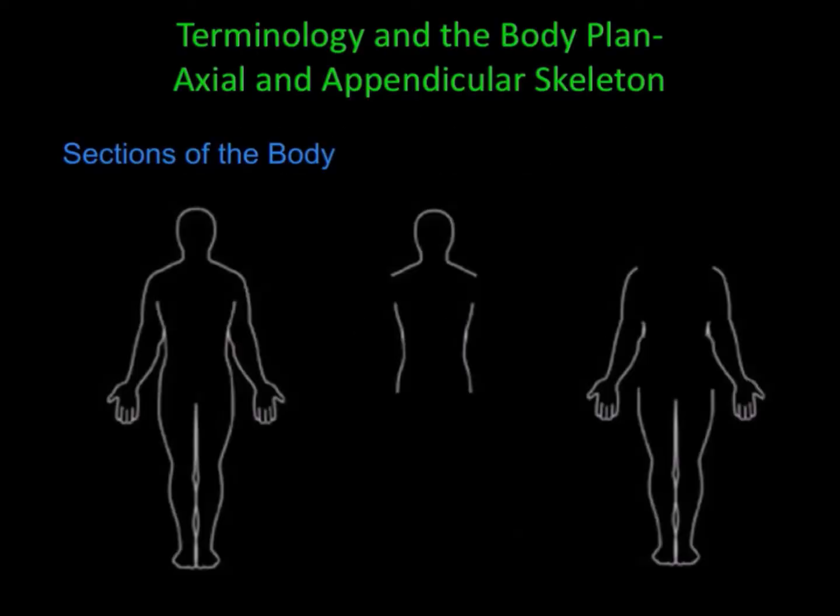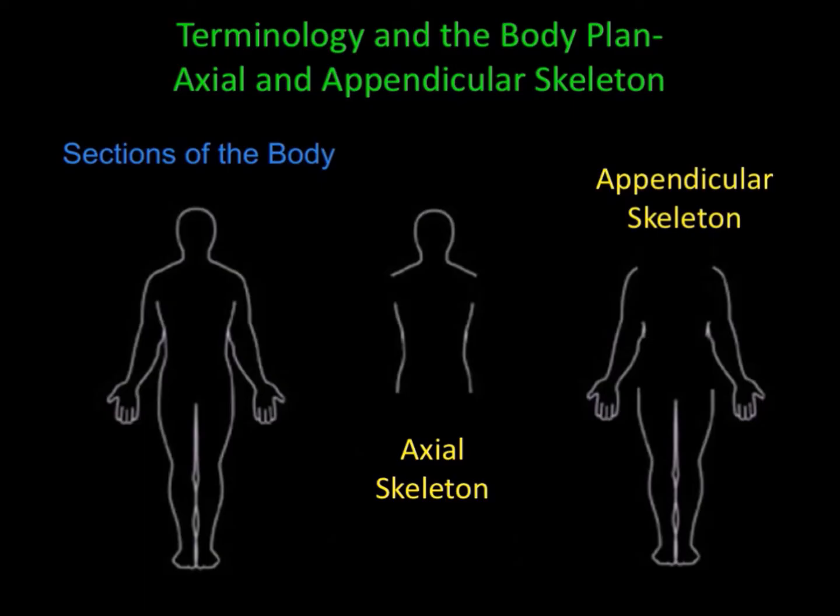In this lecture, we're going to discuss the different sections of the body along with the different body parts. There are two major sections of the human body. The first section includes everything that is located in the middle of the body, and the second section includes everything outside the middle of the body. The section of the body that includes everything in the middle, the head, the trunk, and the abdomen, is what we call the axial skeleton. Everything outside of the axial skeleton, which includes the arms and the legs, is what we call the appendicular skeleton. The arms we call the upper appendicular skeleton, and the legs we call the lower appendicular skeleton.